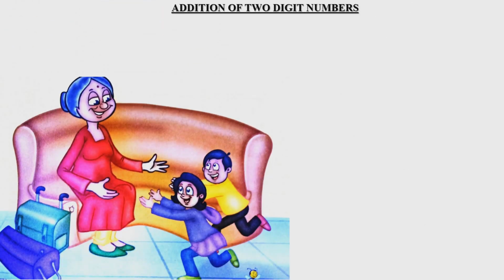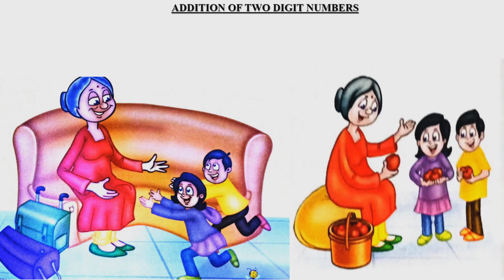So let's get started. Two children, Tia and John. They are very happy because their grandmother has come for the weekend. Grandmother brings lots of things for Tia and John. She gives 12 apples to Tia and 11 to John. Can you tell me how many apples do they have in all?